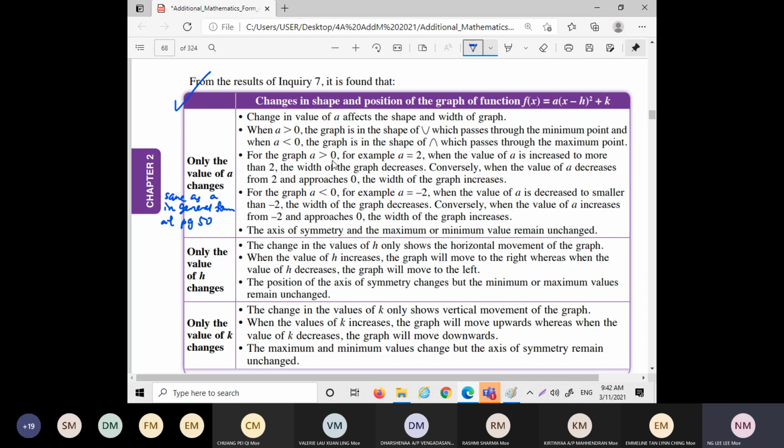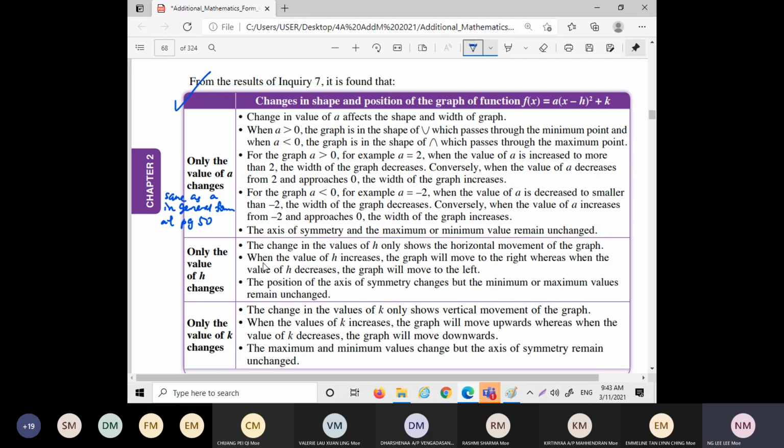Then for A positive, when the A increases, the width of the graph decreases, meaning it becomes thin. Conversely, when the A decreases, approaching 0, the width of the graph increases. For A negative, when A decreases to smaller than negative 2, the width decreases. Then when A increases, approaching 0, the width increases. The axis of symmetry and the maximum or minimum value all remain unchanged.